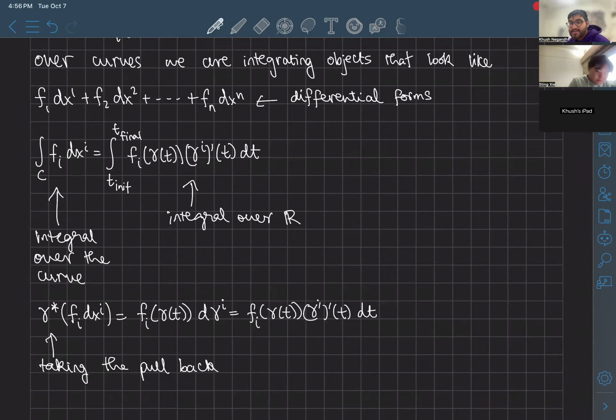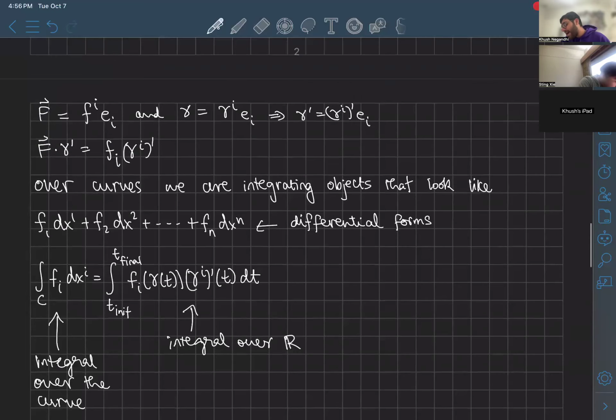So does this make sense? Do differential forms in R make sense? At least what I've said. So for now, a differential form is nothing but an object that looks like f1 dx1 plus f2 dx2 plus so on. That's all a differential form is. We'll see later on that differential forms are alternating k-tensors on the tangent space.